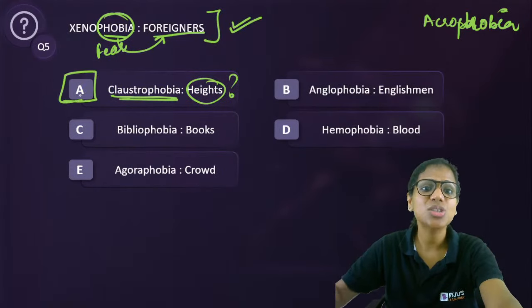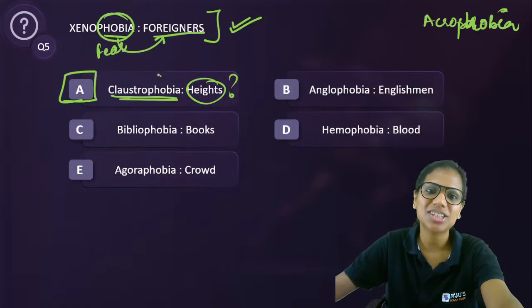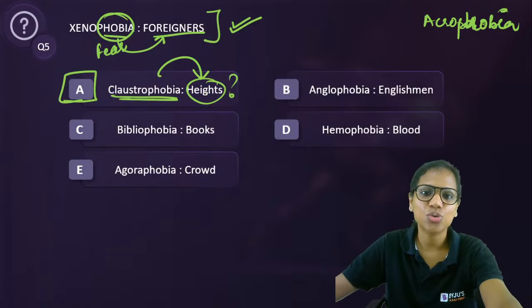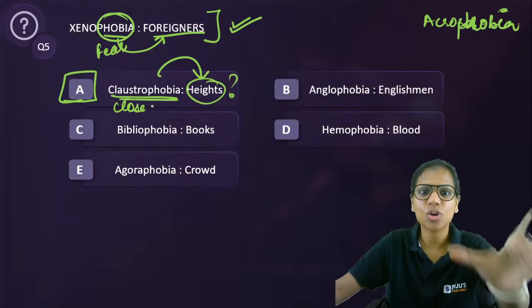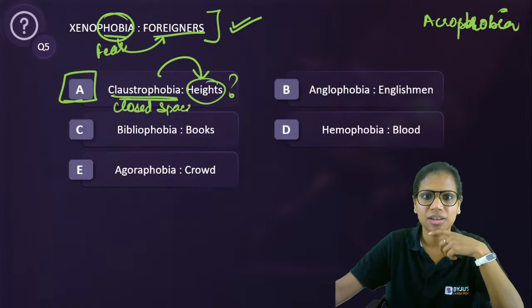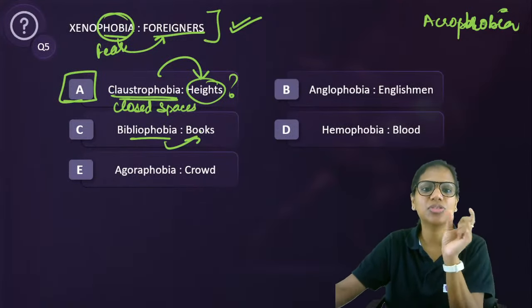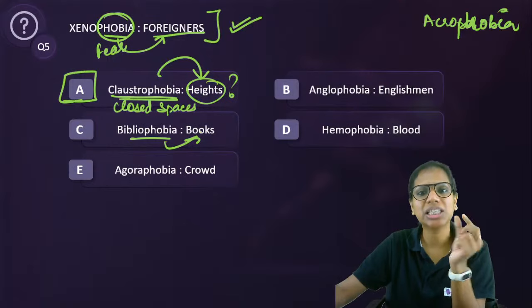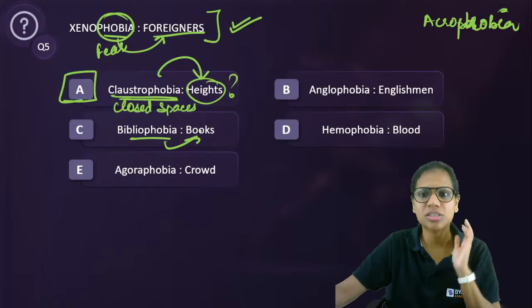So this is not related, right? This does not match. So claustrophobia is to heights is incorrect. Claustrophobia means fear of closed spaces. Clauster means closed, clustered. Okay. Bibliophobia is fear of books. So wherever you have this word bibli, that means books. Bibliophile, a lover of books. Bibliography, a list of books that you refer to for your research.